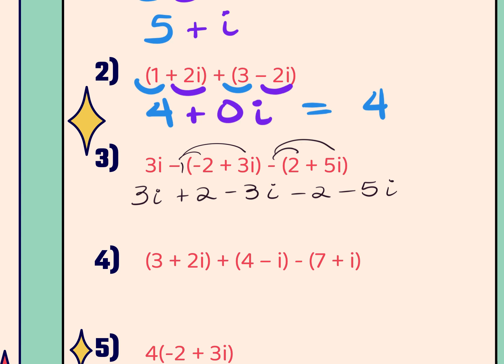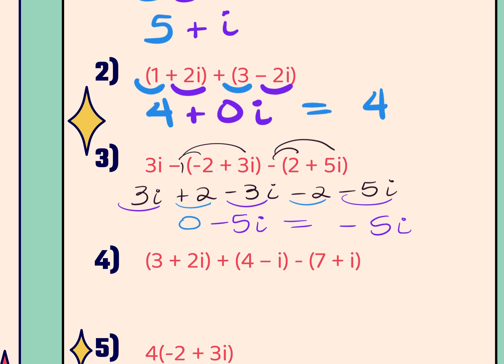Now I can go back and combine my like terms. I'm going to combine my reals. So my reals are positive 2 minus 2. Again, I got a 0 here. And then now combine my imaginaries. Positive 3 minus 3 is 0. Minus 5i is negative 5i. So my final answer here is just negative 5i.